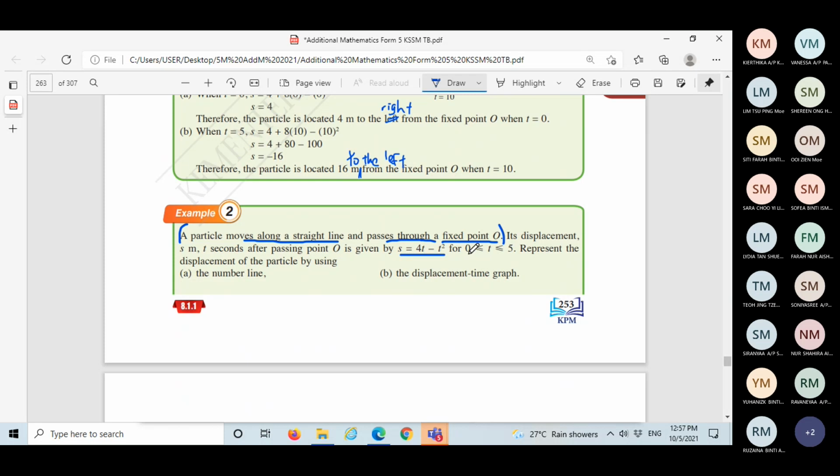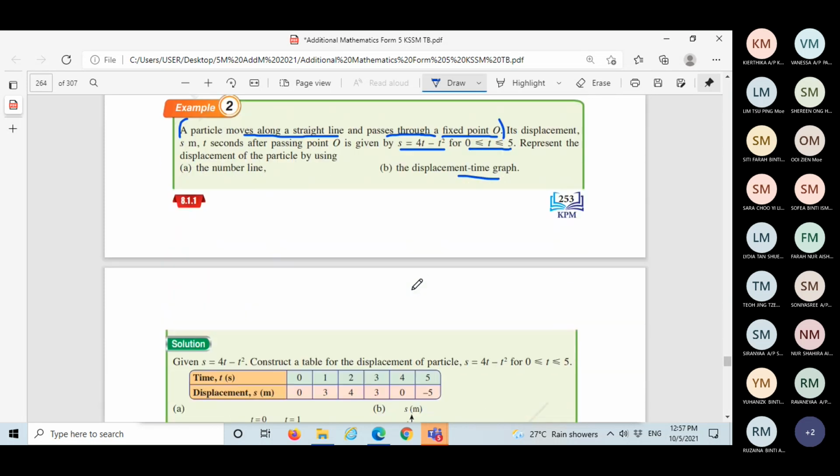Given for t from 0 to 5, which means your graph, you're going to sketch from 0 to 5. Represent the displacement of the particle by using these two. One, number line. Second one, the displacement-time graph.